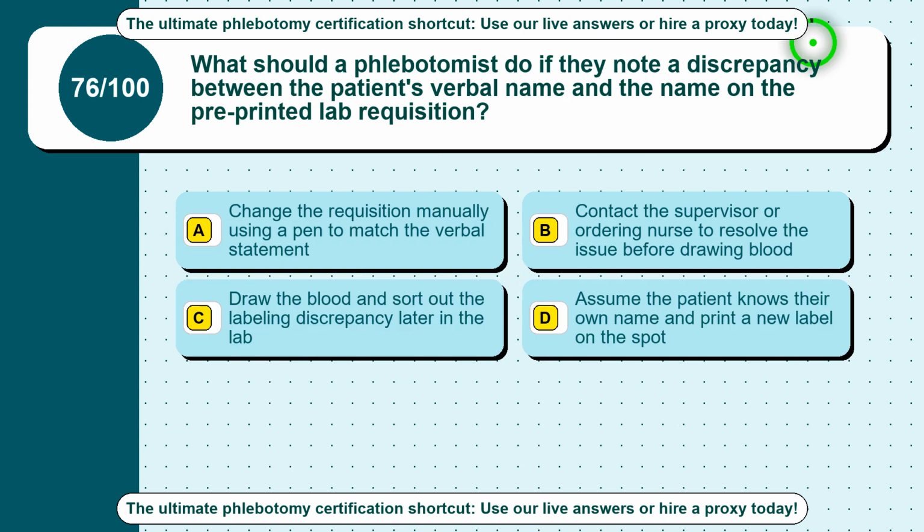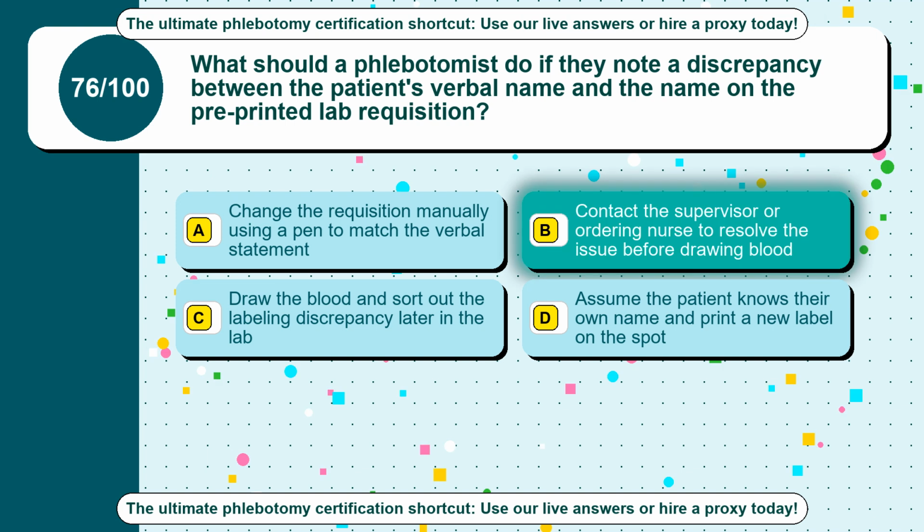Question 76. What should a phlebotomist do if they note a discrepancy between the patient's verbal name and the name on the pre-printed lab requisition? Option A, change the requisition manually using a pen to match the verbal statement. Option B, contact the supervisor or ordering nurse to resolve the issue before drawing blood. Option C, draw the blood and sort out the labeling discrepancy later in the lab. Option D, assume the patient knows their own name and print a new label on the spot.